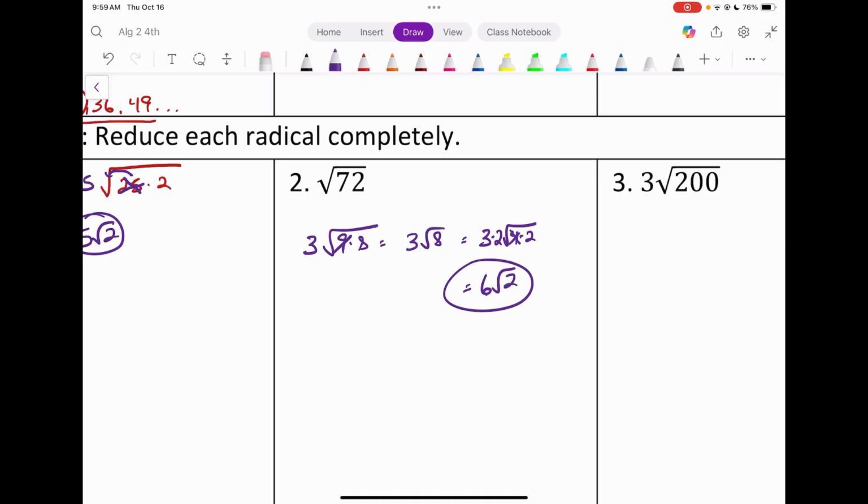The easier way to have done that, if you would have recognized the square root of 72 is also 36 times 2, and if you'd have brought the square root of 36 out, that would have gone straight to the answer.